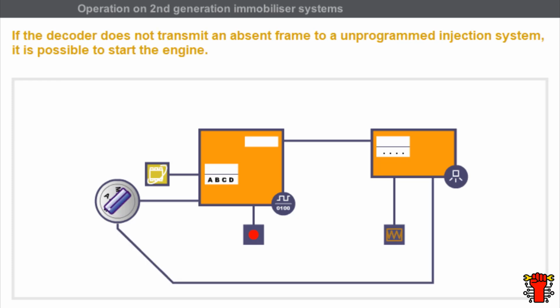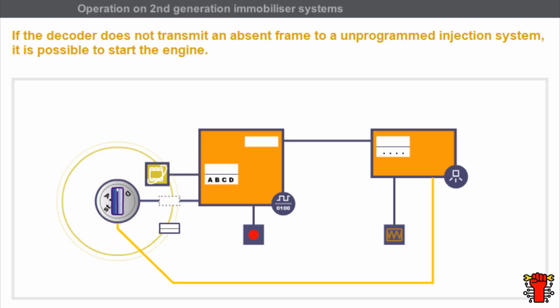The absent frame needs to be prevented from reaching the unprogrammed injection system for the engine to be able to start. The recommended method during an injection system test is to take out the decoder supply fuse. When the decoder is no longer supplied, it can no longer generate an absent frame. In this configuration, the absence of an absent frame enables the engine to be started.